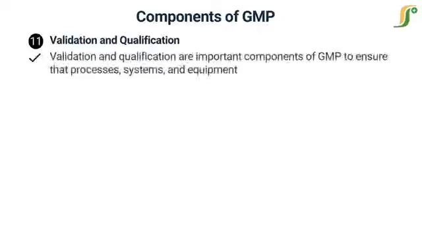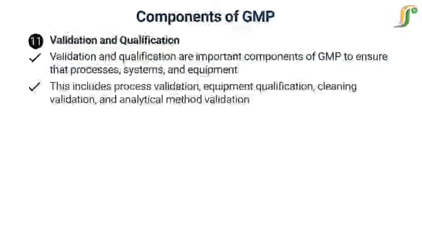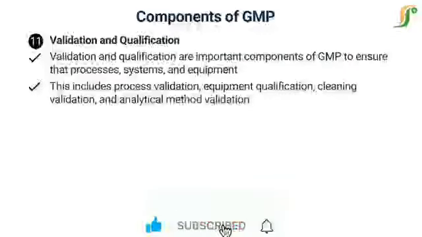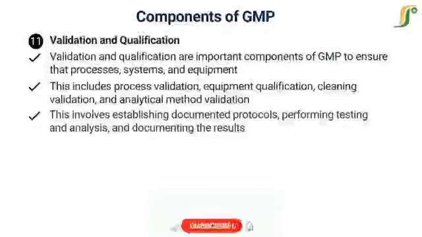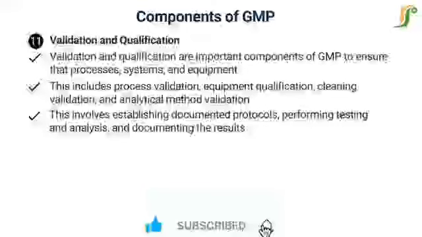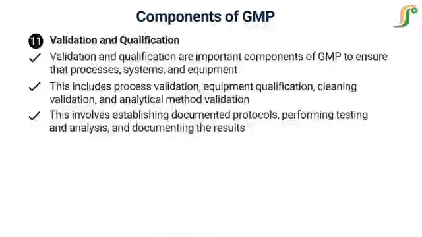The 11th component is validation and qualification. Validation and qualification are important components of GMP to ensure that processes, systems, and equipment used in manufacturing are suitable for their intended purpose and consistently perform as expected. This includes process validation, equipment qualification, cleaning validation, and analytical method validation. These activities involve establishing documented protocols, performing testing and analysis, and documenting the results to demonstrate the reliability and performance of the processes and systems.